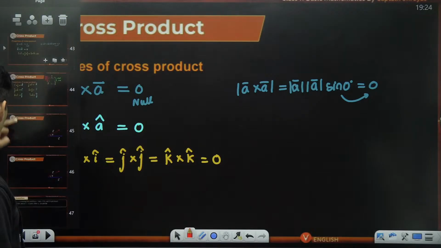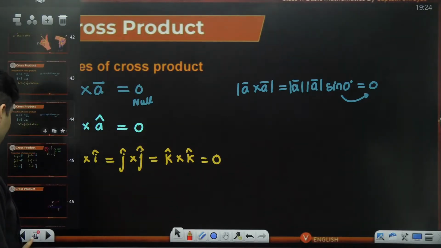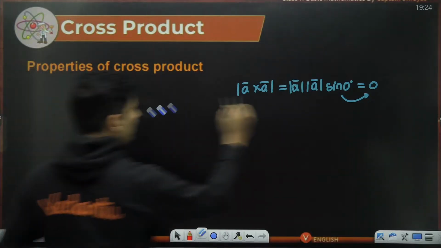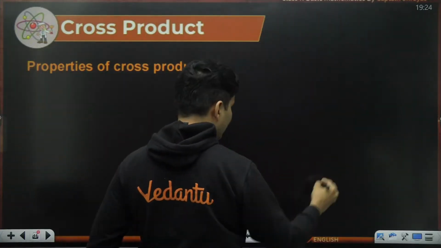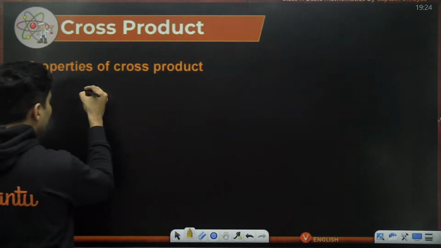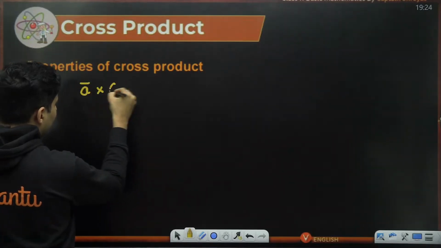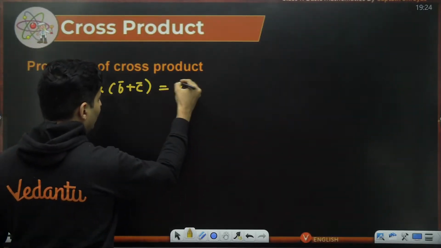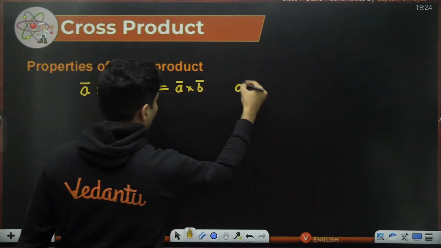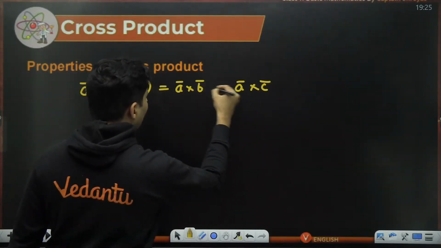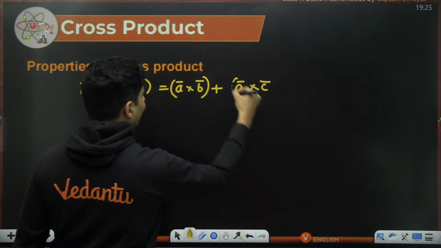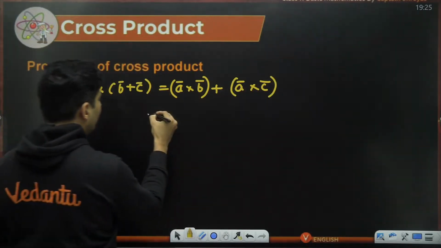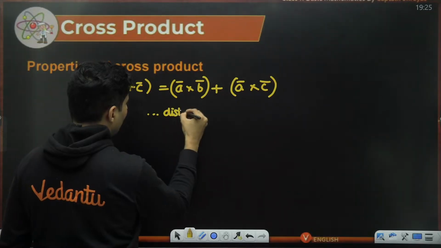Sir, are there some more properties that I should be aware of? Yes. Before going to problems, there is one last property which I need to tell you, and that is your distributive property. Just like in dot product, we can distribute things. That means A cross (B plus C). If I add two vectors and multiply, I have to multiply them separately, A cross B and A cross C, and then I can add them. That is also fine. So I can distribute A with B and C. This property is your distributive property.